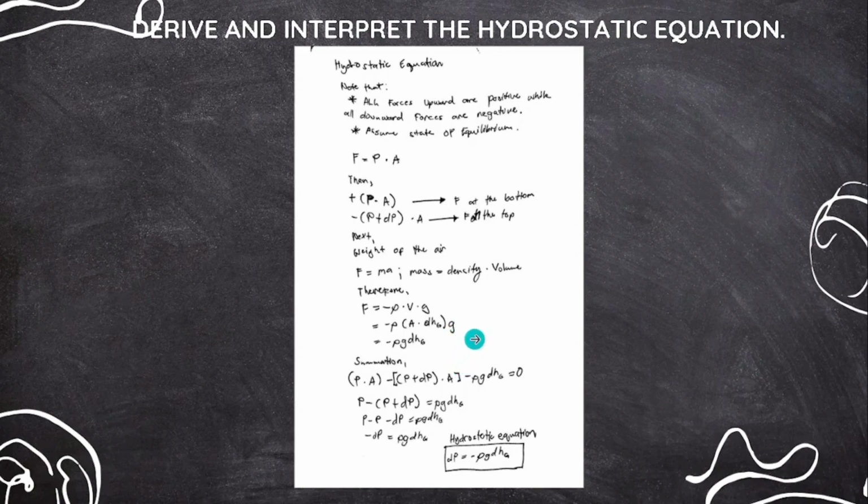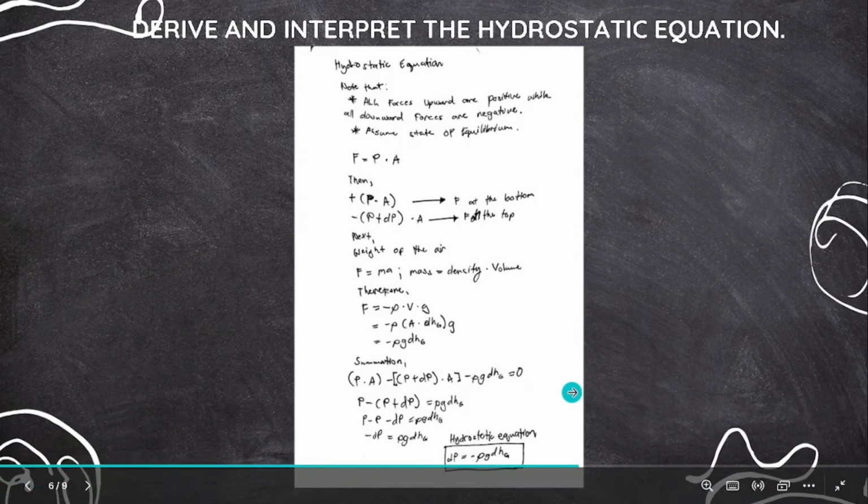So we know that the condition is in an equilibrium state. It means that all of the three forces acting are equal to zero. So we have the summation of all the forces equal to zero. Using algebraic expressions, we now came up with the hydrostatic equation.